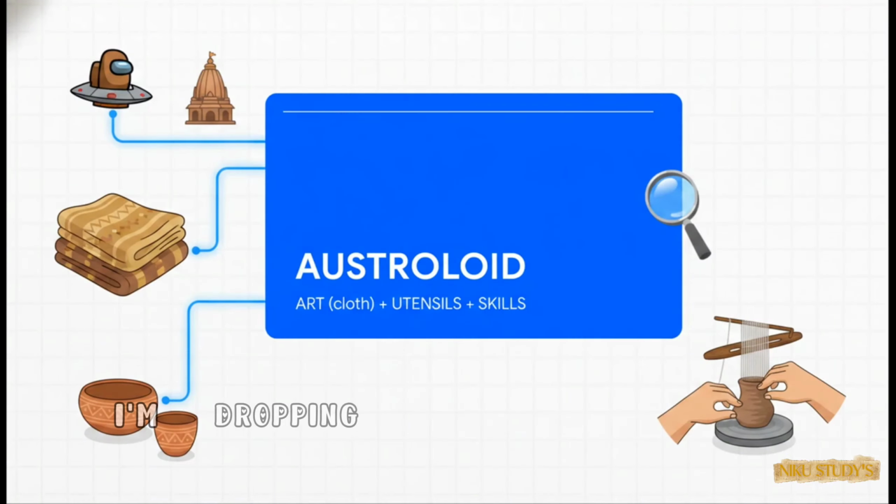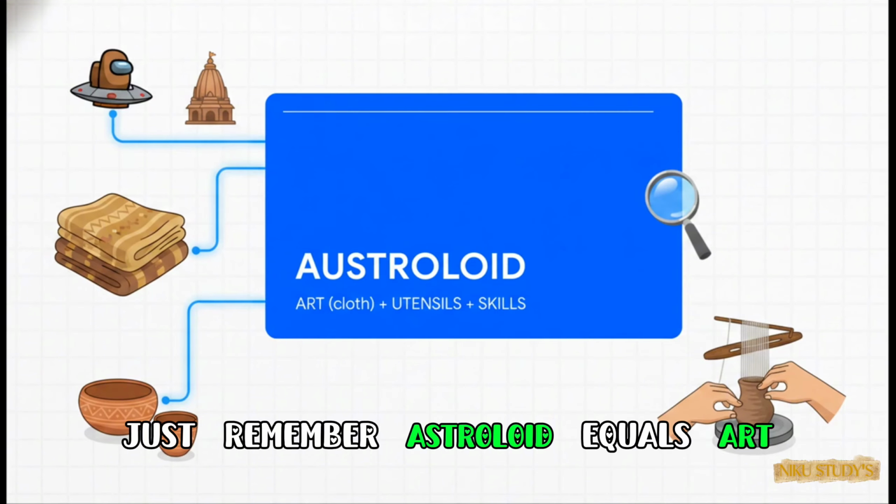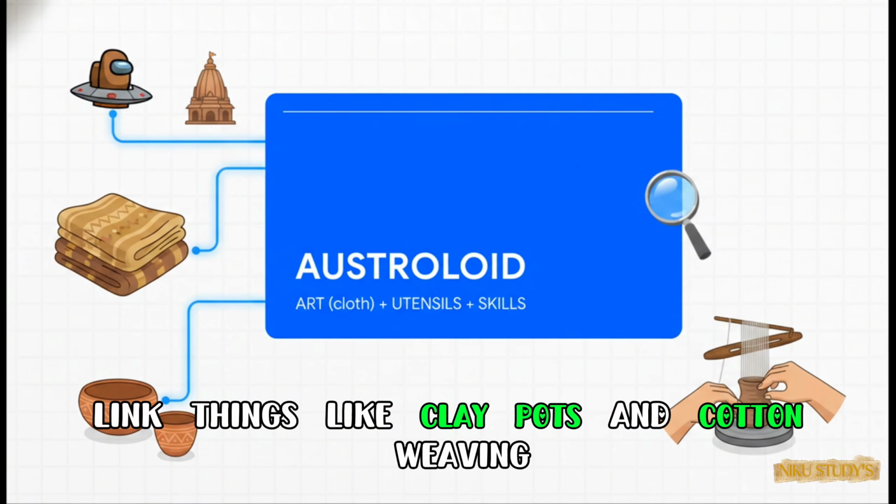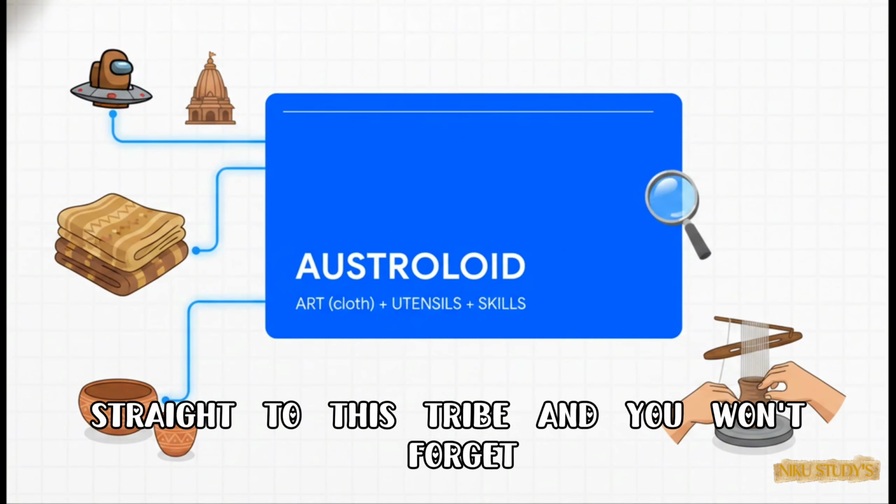beliefs. I'm dropping a quick memory trick here for you. Just remember, Austroloid equals art, utensils, and skills. Link things like clay pots and cotton weaving straight to this tribe, and you won't forget it.